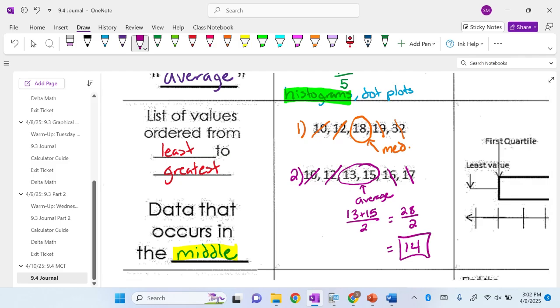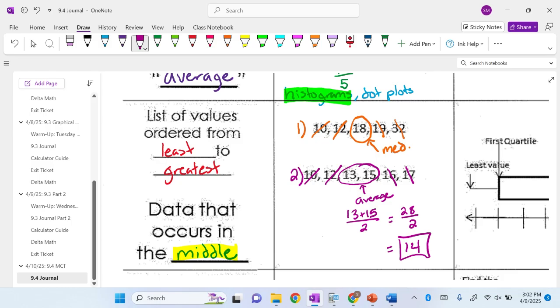Now, if it was the same number twice, you would just use that number. But if your middle is between 2 numbers, even if you can kind of already tell what halfway is, still add them together and divide by 2 to make sure that you got it for sure.